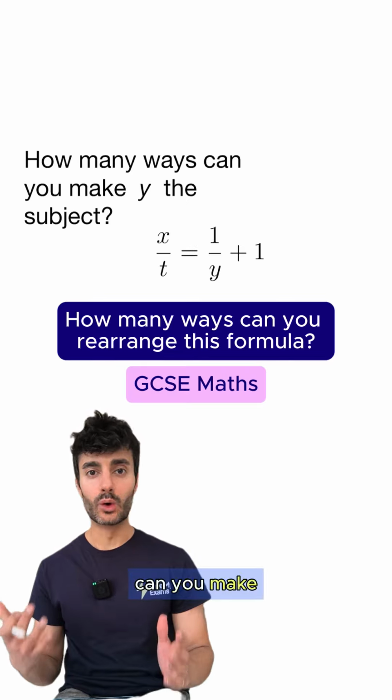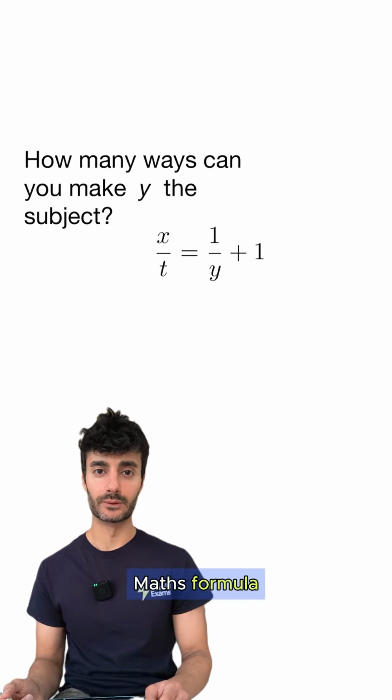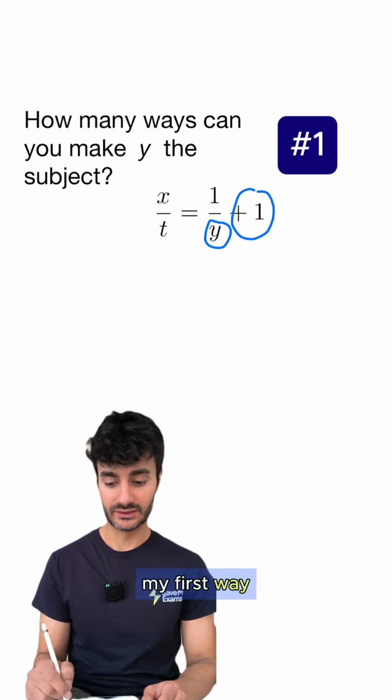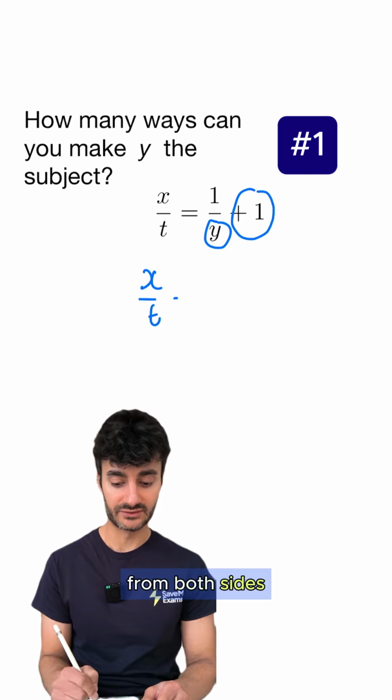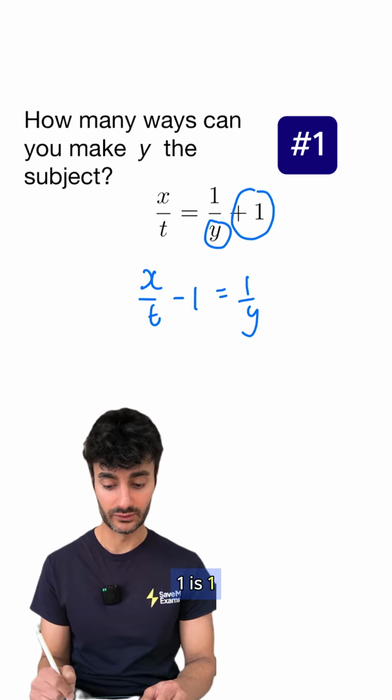How many ways can you make y the subject of this GCSE Maths formula? To make y the subject, my first way is to subtract the 1 here from both sides to get x over t minus 1 is 1 over y.